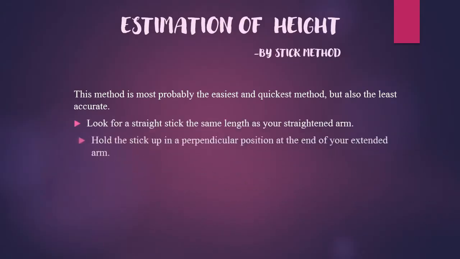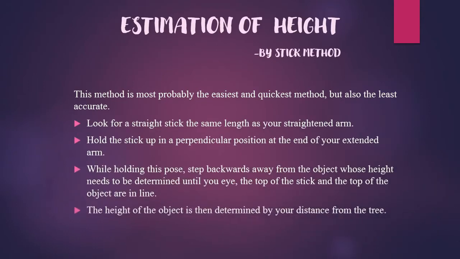Estimation of height, by stick method. This method is most probably the easiest and quickest method, but also the least accurate. Look for a straight stick the same length as your straightened arm. Hold the stick up in a perpendicular position at the end of your extended arm.